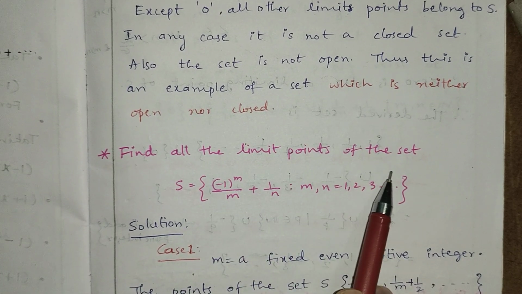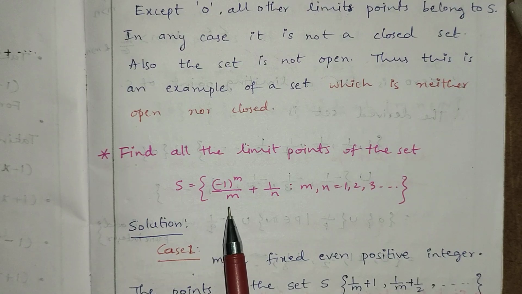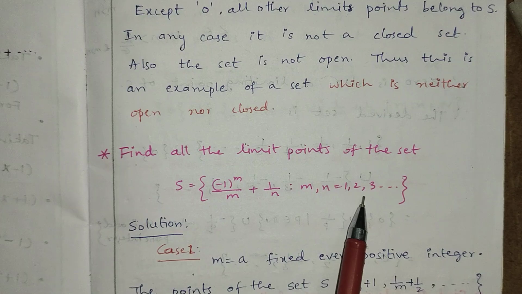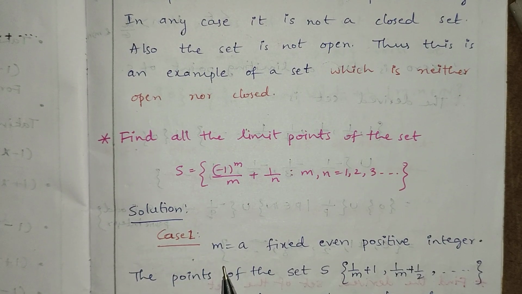Next question. Find all the limit points of the set S equal to (-1)^m/m + 1/n, where m, n equal 1, 2, 3 and so on. Let us solve this question case-wise. Case 1: m is a fixed even positive integer. The points of the set S, 1/m + 1, 1/m + 1/2 and so on, will determine 1/m as its point of accumulation.